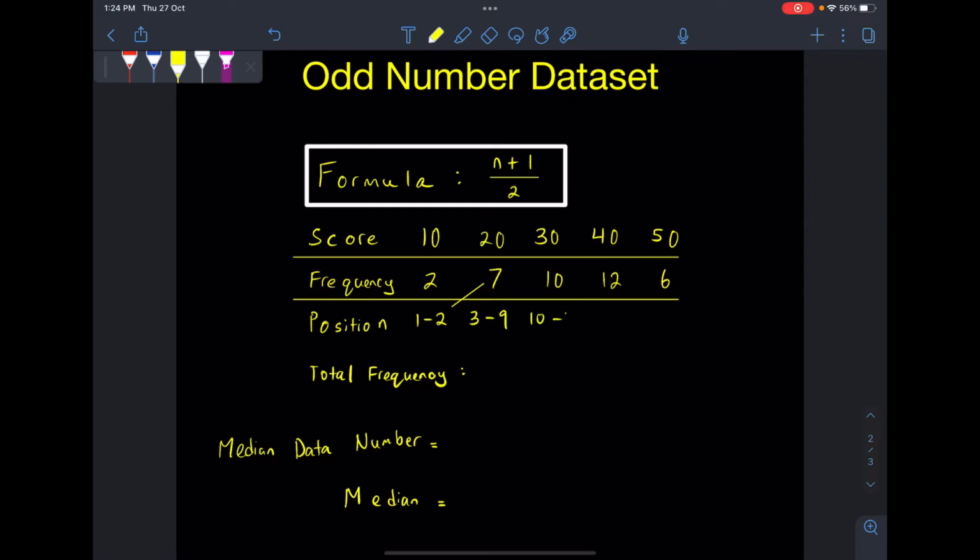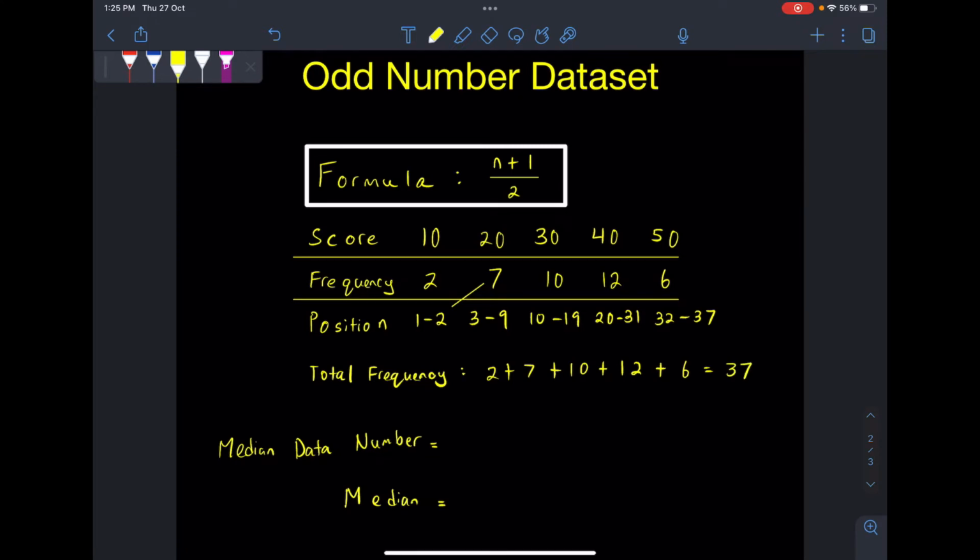10 to 19, 20 to 31, and 32 till 37. Let me just see if I got that right. Yep, it's okay. So my total frequency, I just need to add all of them up. So 2 plus 7 plus 10 plus 12 plus 6 will get me 37.